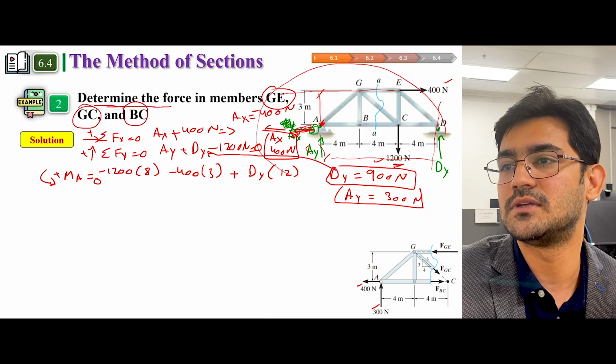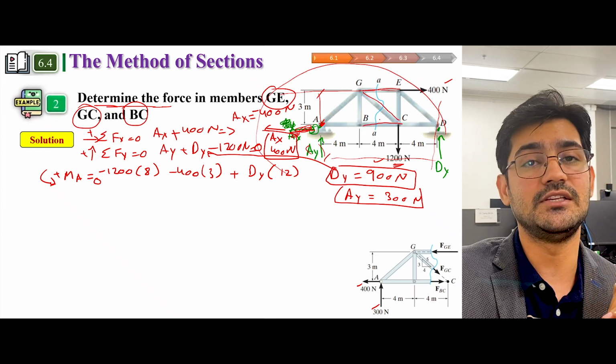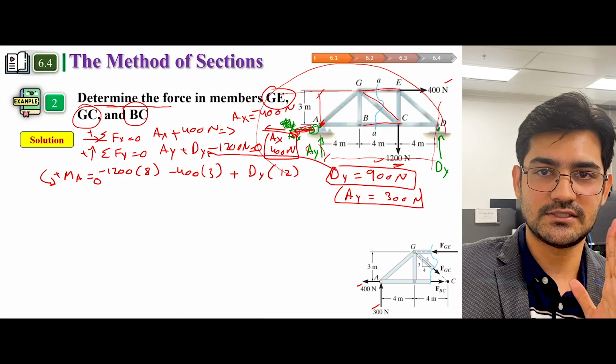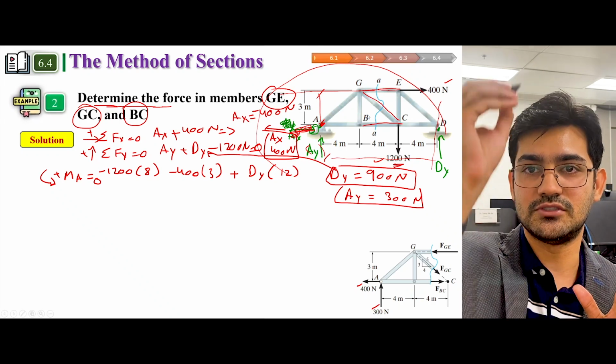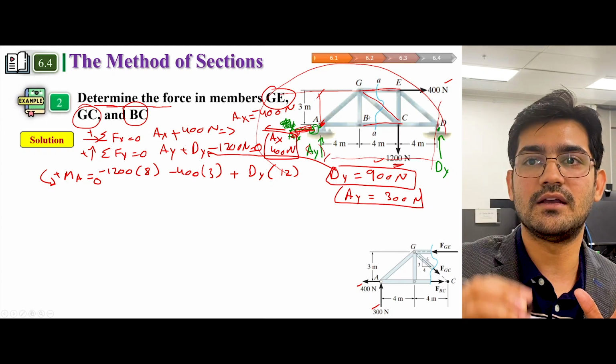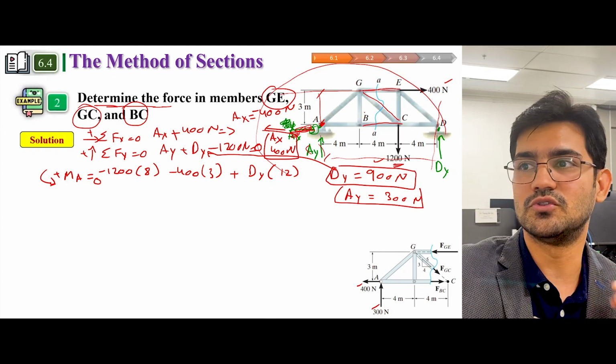So what are these members? This is member GE, this is member GC, this is member BC. So basically we are interested in these 3 members. Method of section says that whichever members you are interested in, you just have to make a cross section, make a section, and then expose those forces.